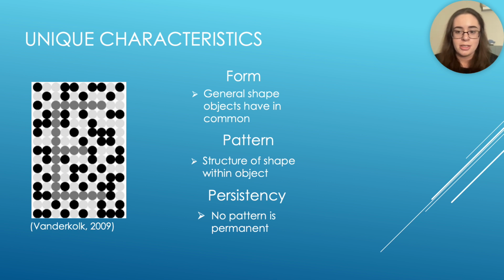A pattern is the structure of a shape within an object. This feature is more specific than form and is found within an object that has a form. Persistency refers to the pattern's structural ability to last. While every pattern is unique, no pattern is permanent. This lack of permanency is because a pattern can be changed or damaged. During a comparative analysis, persistency is required to individualize an image.